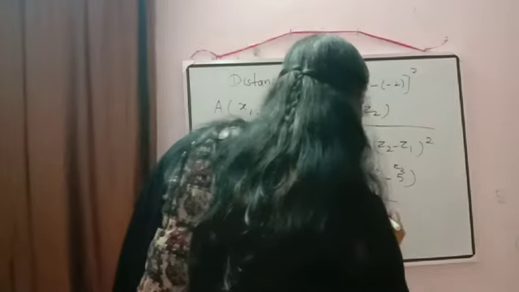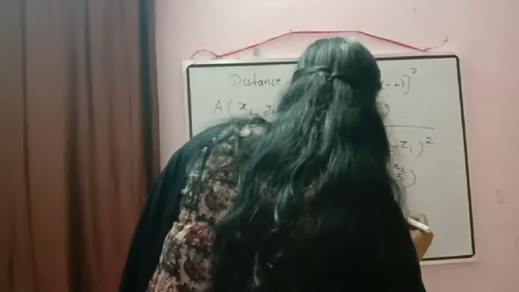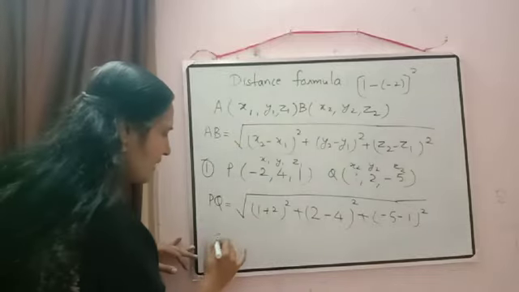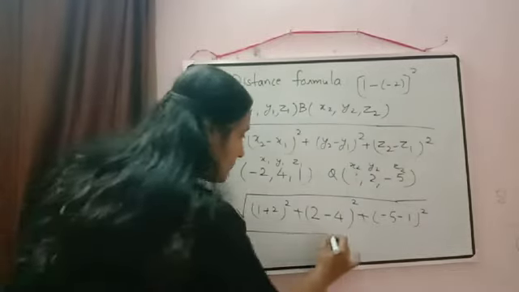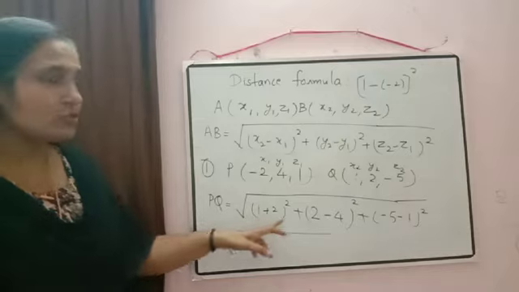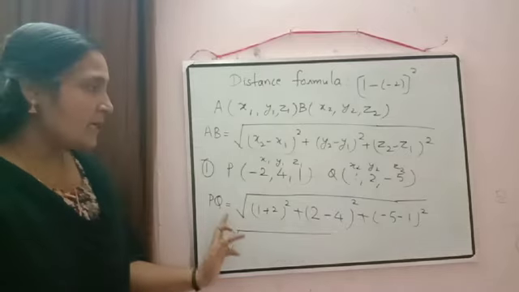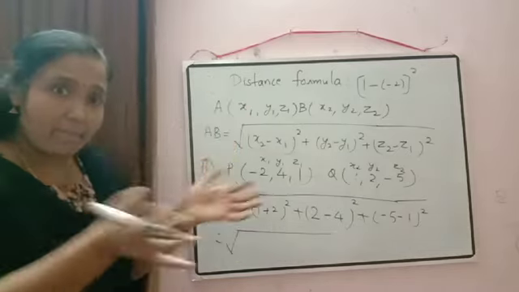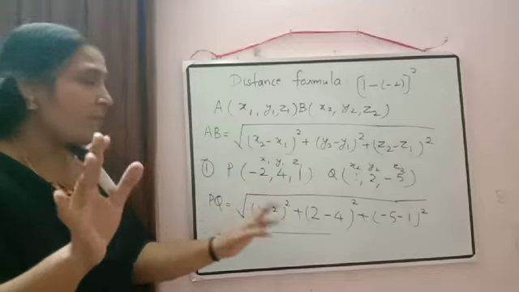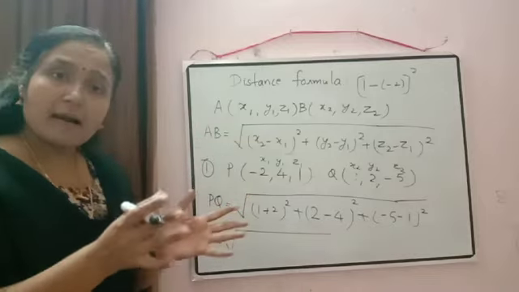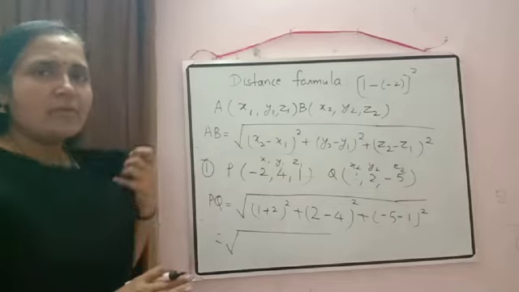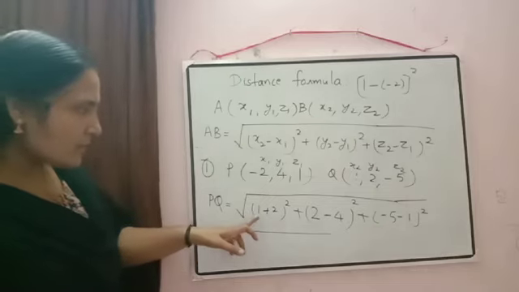So what we will get here? Minus 5 minus 1 the whole square. Now we will just simplify it. After that, don't write this is equal to 1 plus 2 minus 4 inside the square root, if it is a complete square, not in the form of addition here. If it is a complete square, then only the square root will get cancelled. So here what will come?